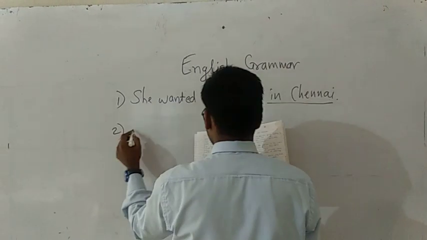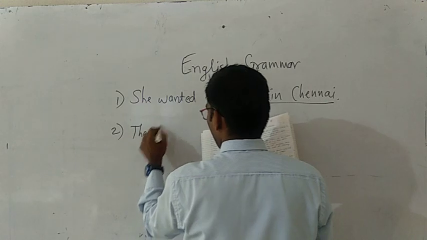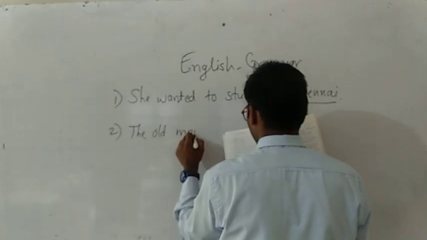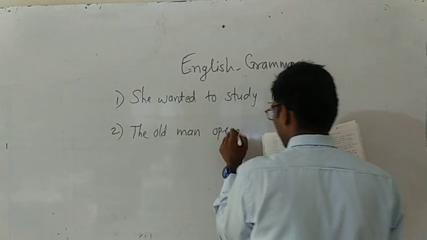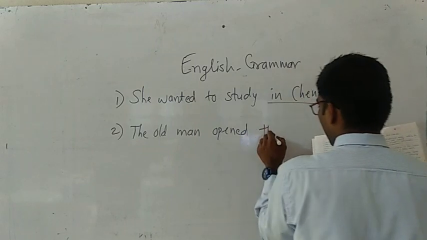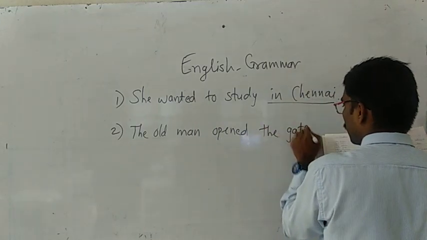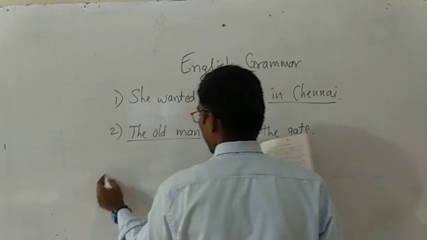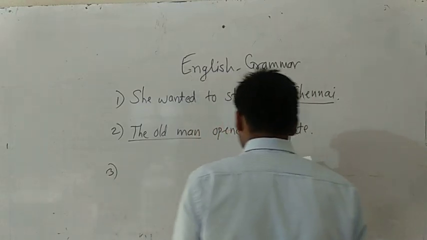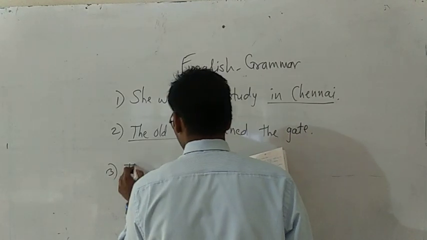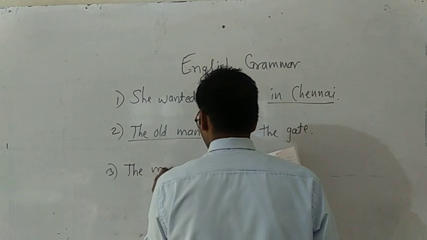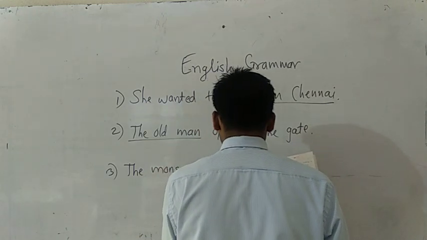Next one: the old man opened the gate. The old man opened the gate. Then, the monsoon starts in June.